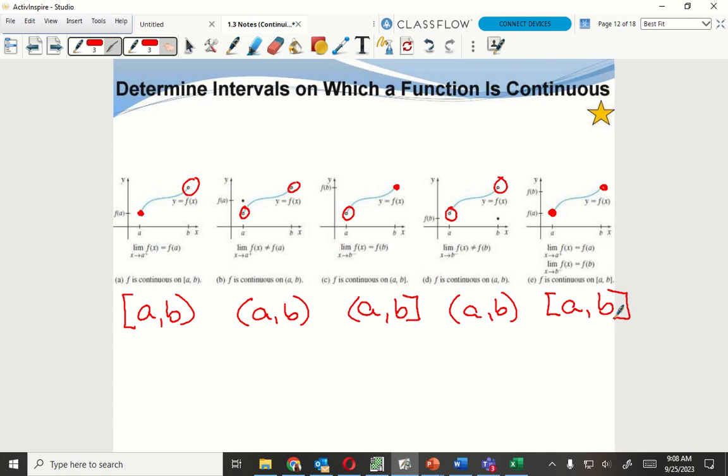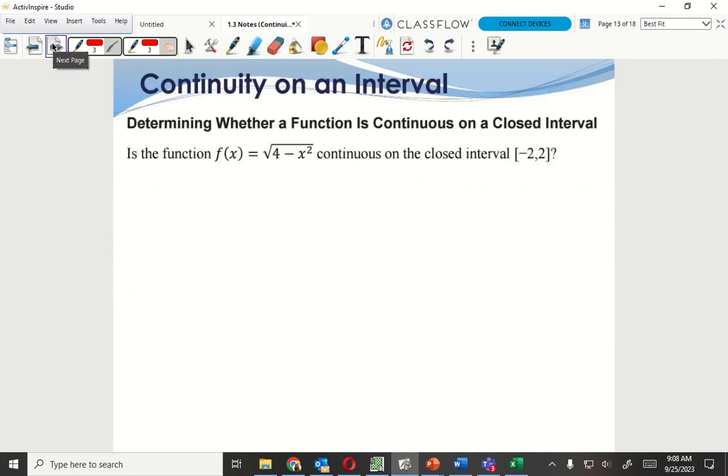Now the continuity is a big deal, especially when we're talking about the limits portion. That's the main reason why I wanted to reteach all of this over again. Determining whether a function is continuous on the closed interval. Now, if we were taking notes the other day, we would know that anything inside the square root has to be what? Positive? Or negative?